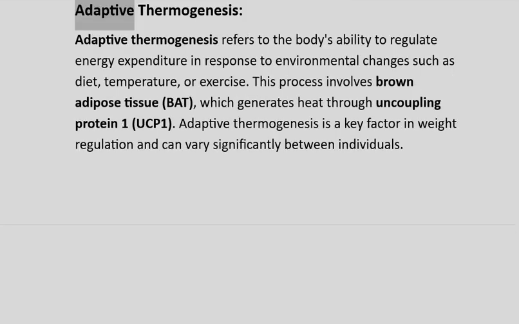Adaptive thermogenesis. Adaptive thermogenesis refers to the body's ability to regulate energy expenditure in response to environmental changes such as diet, temperature, or exercise. This process involves brown adipose tissue, BAT, which generates heat through uncoupling protein 1, UCP1. Adaptive thermogenesis is a key factor in weight regulation and can vary significantly between individuals.